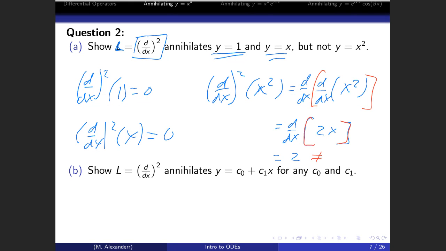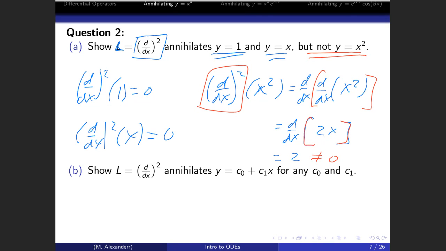So this is not equal to 0, and therefore the operator L does not annihilate or cancel out the function y equals x squared. I'm showing this extra work just to get comfortable with the idea that we're moving from basic calculus to the idea of operators. The operator that we have here in the beginning is the second derivative operator, which means you apply the d over dx twice. That's why I did the steps to show you that.